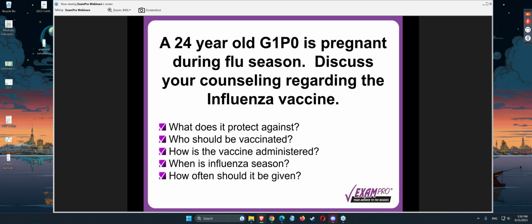How is the flu vaccine administered? There are 2 types. There would be the injection, intramuscular, and then the intranasal vaccine. Can a pregnant patient receive either? A pregnant patient can get the intramuscular vaccine, but not the intranasal vaccine. Perfect. When is influenza season?